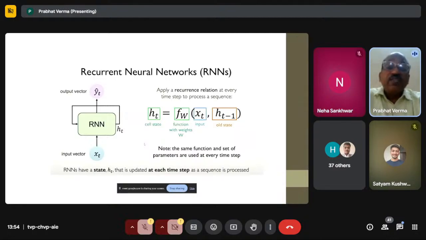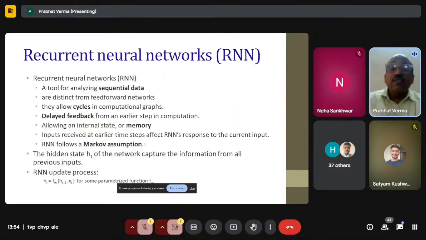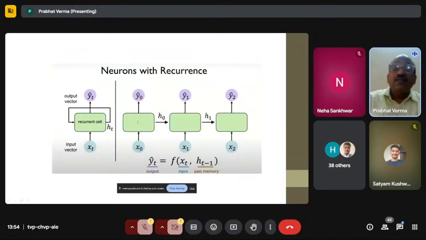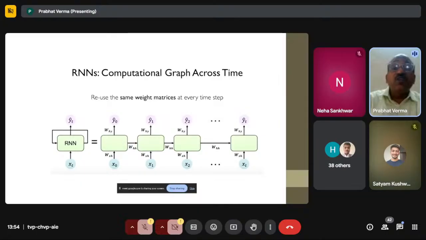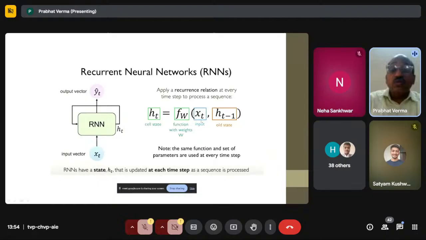Now there are many time steps like here, and for all of them the weights are the same. For all the states we keep the same weights. That is one important point. We reuse the same weight matrix at every time step. The same function and the same set of parameters are used at every time step. It is not that for every time step we use a different function and different weights. No, we use the same function.